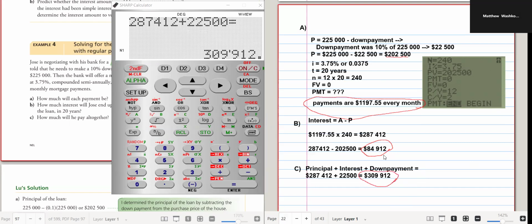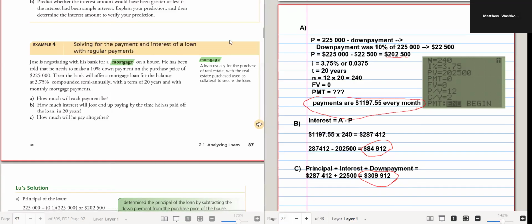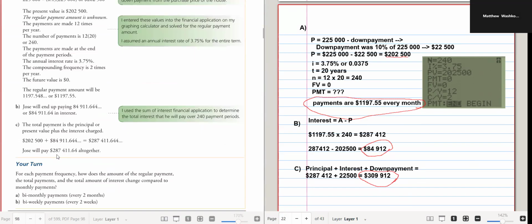Notice how I'm circling my answer here. This is a simplified version of a mortgage, right? Am I right with that? Workbooks are on here.